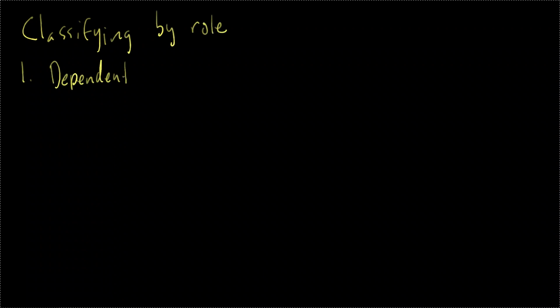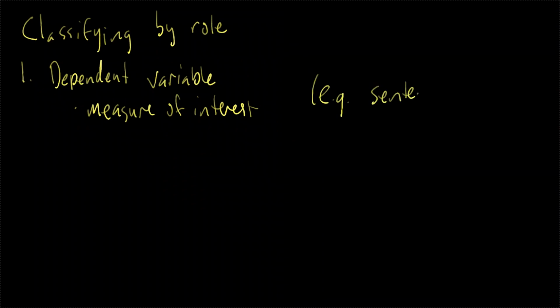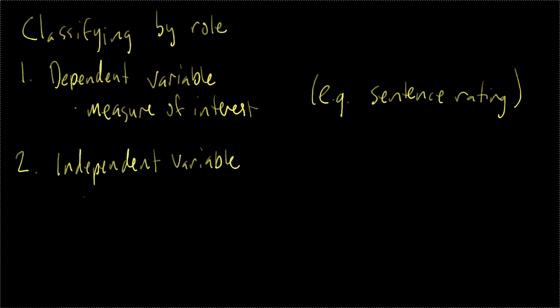Okay, we can also classify data based on the role it plays in our study. The first role is called dependent variable. This is the measure of interest in your study. An example of a dependent variable would be, in the sentence rating task that I was just talking about, the rating of the sentence. And then the other type is independent variable. This is some factor that you have reason to believe will impact your measure of interest, or the dependent variable.